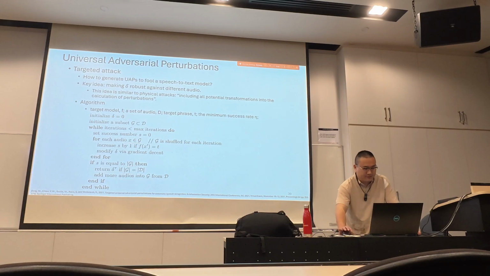Okay, so this is the algorithm. The algorithm actually is straightforward. At the beginning, we just add the UAPs that can be applied to a subset. And then we gradually add more and more audios into the subset until the UAP can be applied to every audio in the audio set we consider here. And the successful criterion is that we want the model to predict our predefined transcript.